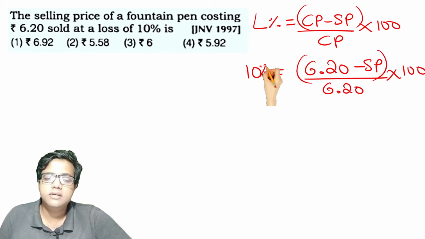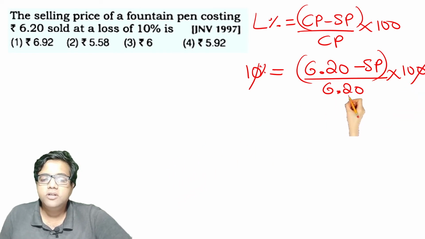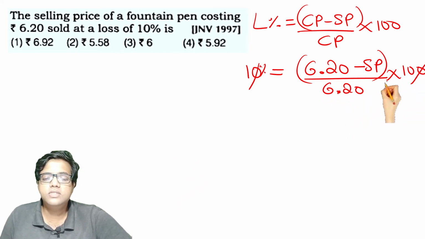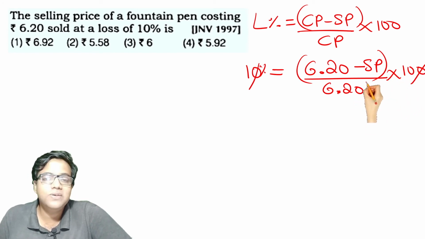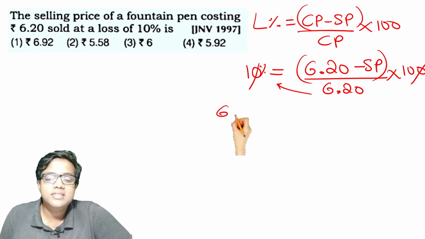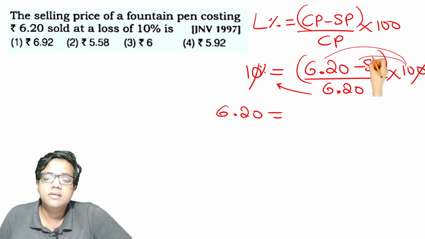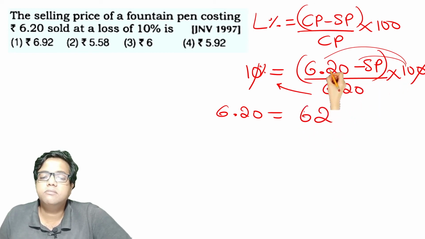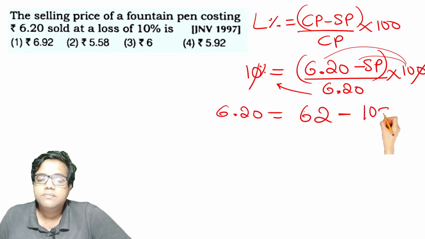Selling price by cost price is 6.20 into 100, right? So this 0 goes away, and in the denominator 6.20 is there. This 0 and this 0 will not go away. Cross multiply. 6.20 is equal to 6.20 into 10. Multiply this 10 with two numbers, distribute the multiplication. 6.20 into 10 will give you 62. Decimal point will shift.